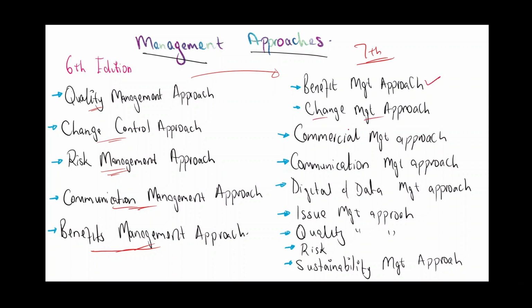Change management approach, commercial, that is new. Commercial management approach, communication management approach is still maintained. Then you have digital and data management approach. I think one of the major changes that has come with technology, we are talking about AI today, big data, machine learning, is all about digital transformation. And the digital and data management approach basically looks at all this.